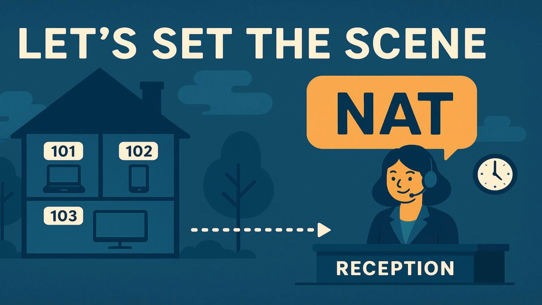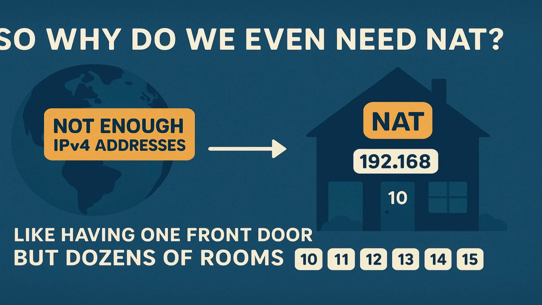Imagine your home network is like a small office building. Inside, each room has its own extension number, your laptop, your phone, your smart TV. But when someone outside wants to call in, they only have the main phone number for the whole building. NAT is like the smart receptionist who keeps track of who made which request and makes sure the reply gets to the right room. So why do we even need NAT?